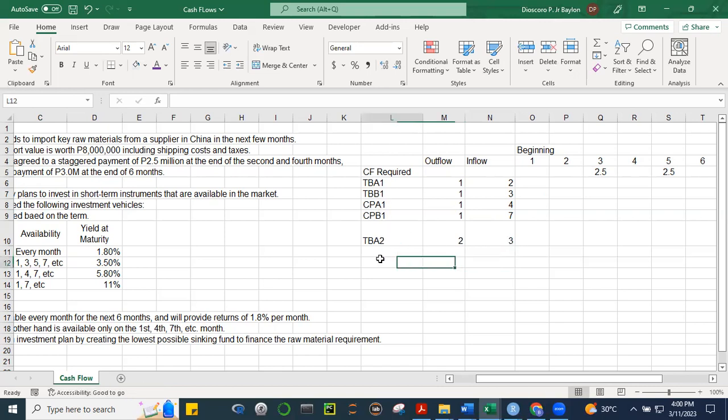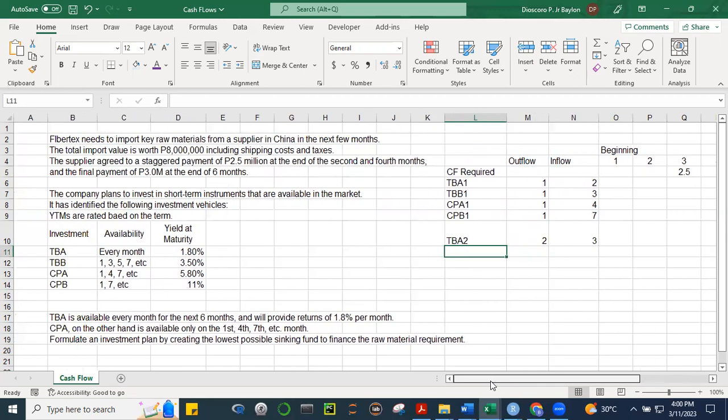How about TBB? Can we invest TBB in month 2? Take a look at our tables, class. No. Okay, so we do not have any TBB2 because TBB will not be available in the second month. This is from the information the company gathered. All right. So no TBB for month 2. Also no CPA2 and also no CPB2. Right? Clear on that, class? Yes, sir. All right.